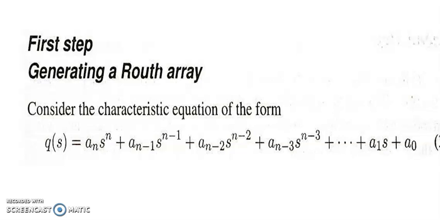Let us consider a simple characteristic equation of the form q(s) is equal to a_n s^n plus a_(n-1) s^(n-1) plus a_(n-2) s^(n-2) plus a_(n-3) s^(n-3), and so on, up to a_1 s plus a_0. Here we can write a Routh array with rows s^n, s^(n-1), s^(n-2), s^(n-3), and so on up to s^0. Now take alternate coefficients in the first row. So you have a_n, a_(n-2), a_(n-4), and so on.